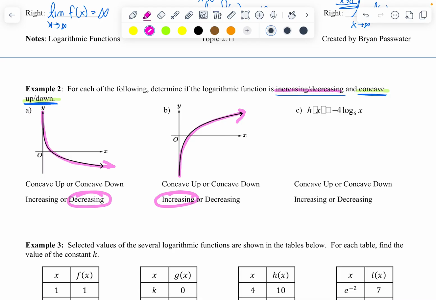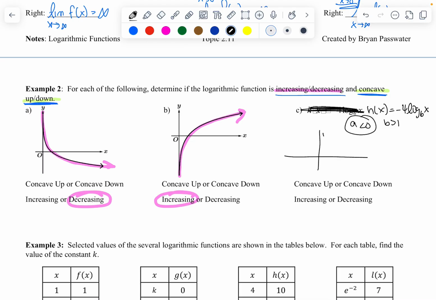And for this one, you're going to have to do a rough sketch before you figure that out. I know the formatting came out funny, but h of x is equal to negative 4 log base 6 of x. That's what it's supposed to say. So it looks like a is negative and b is greater than 1. For a rough sketch, I know from the initial definitions that when a is negative, it is a reflected log function. So it kind of looks like this. I don't need to know exactly how it looks. So obviously this guy is always decreasing.